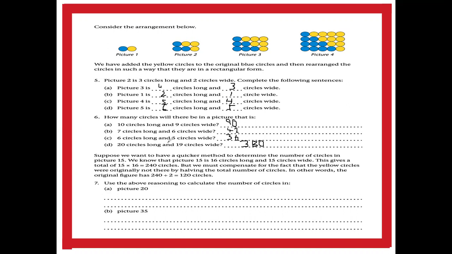Suppose we want to have a quicker method to determine the number of circles in picture 15. We know that picture 15 is 16 circles long and 15 circles wide. This gives a total of 15 times 16, which is 240. But we must compensate for the fact that the yellow circles were originally not there by halving the total number of circles. In other words, the original figure has 240 divided by 2, or 120 circles. Use the above reasoning to calculate the number of circles in each.